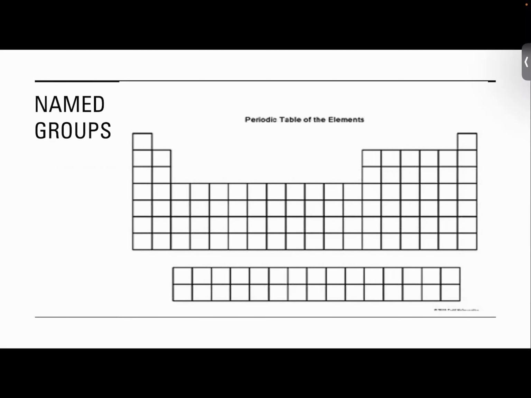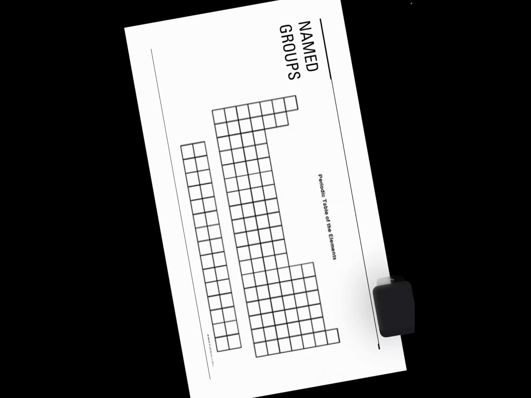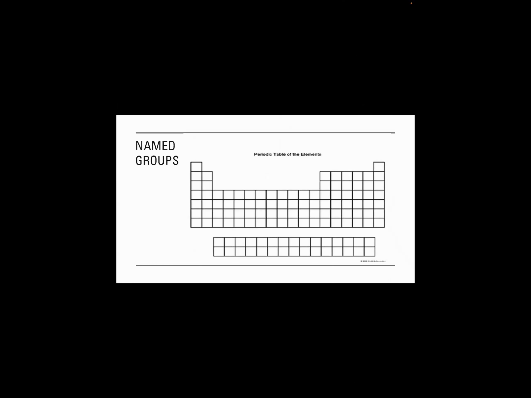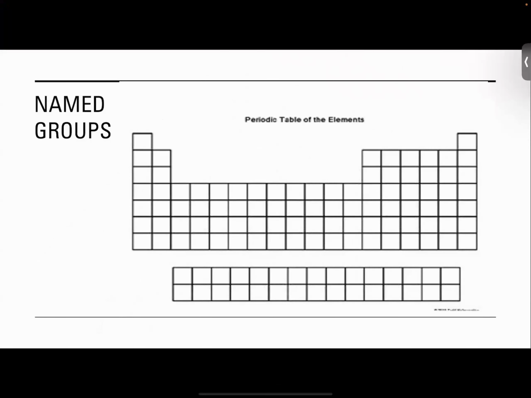I already went over named groups. You've got your alkali metals, your alkaline earth metals, your halogens, and your noble gases. Those are going to be the named groups that we will focus on. The rest of them we'll just call by their group number.